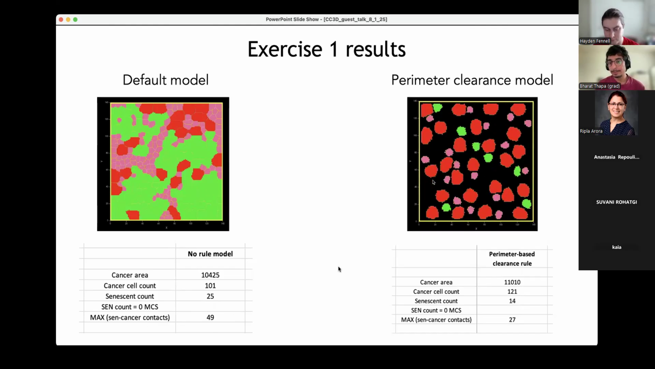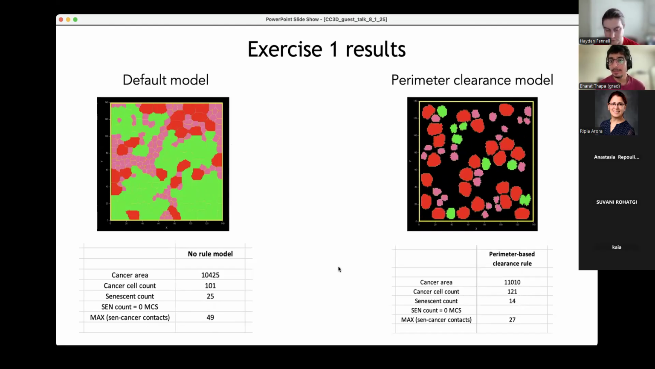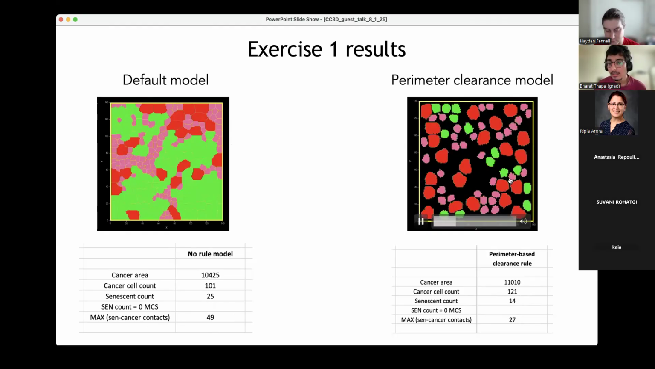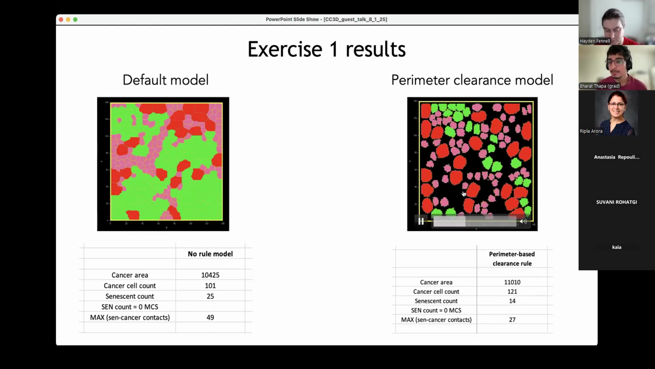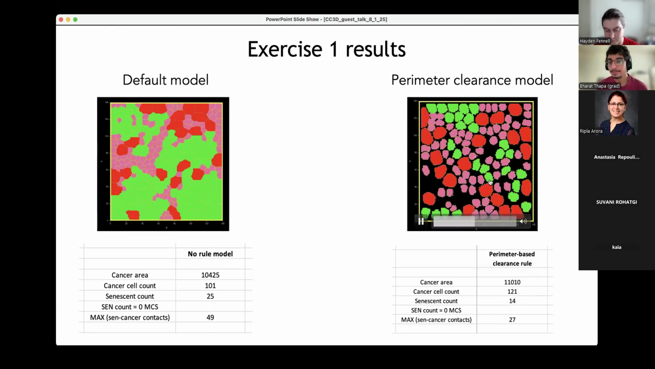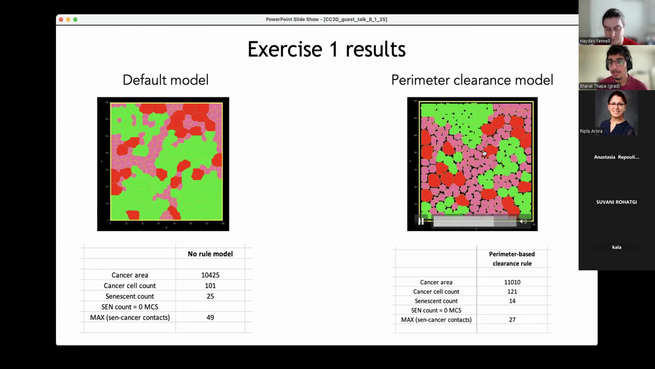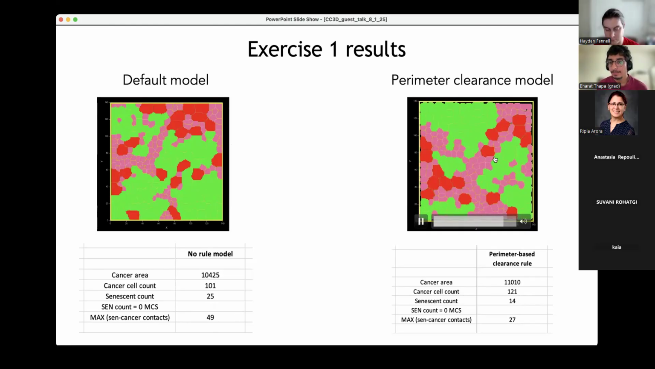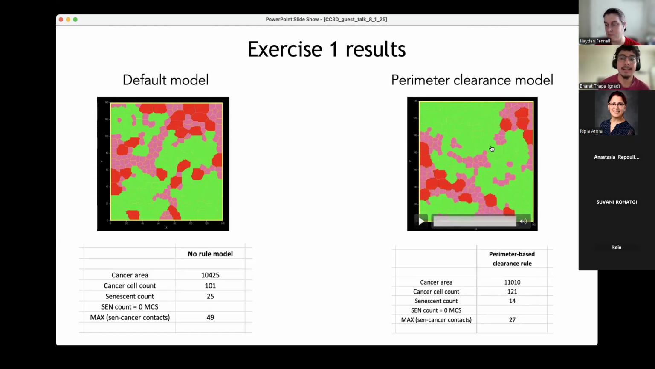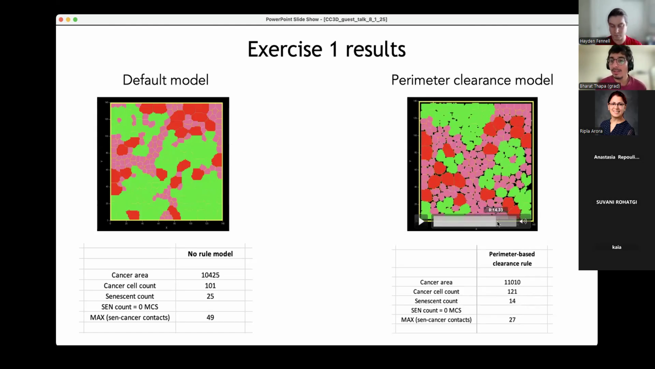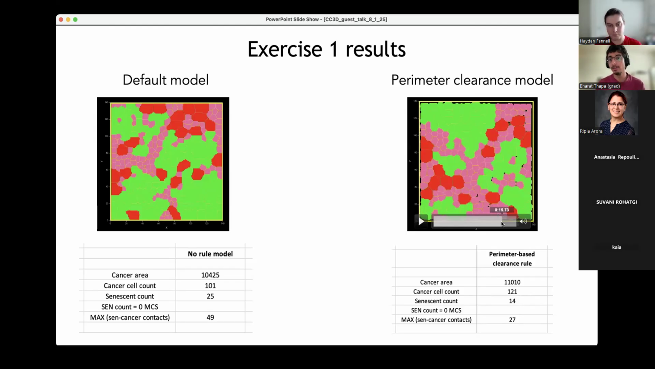For the other rule, when you have perimeter-based clearance, you start to see, as you will see here, maybe this cell. Yep, that cell popped out. So let's see. This cell and this cell popped out because they were sharing a lot of area with the cancer cell. But that only happens when there is confluence. It has already become confluent here. So this is already confluent conditions.